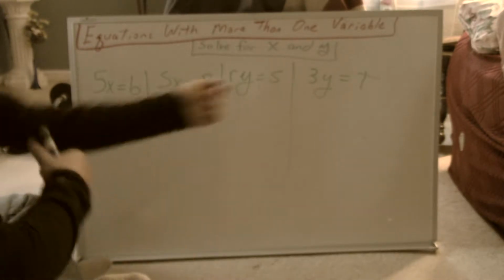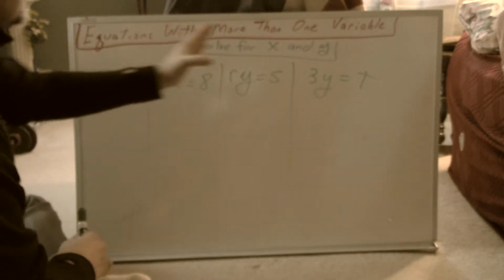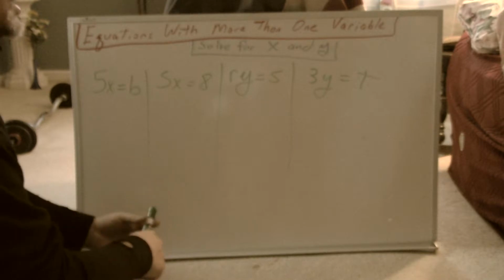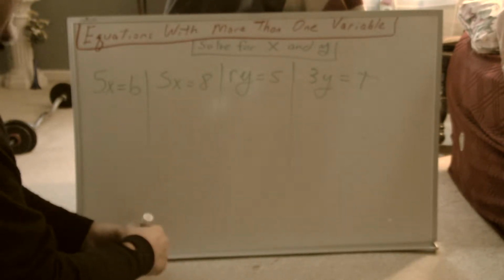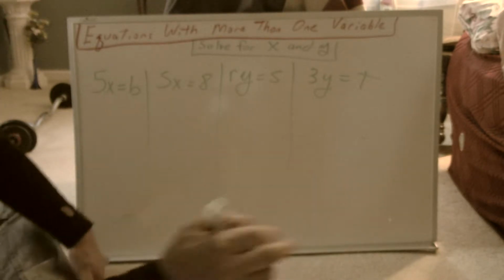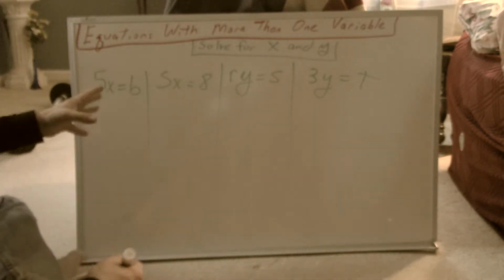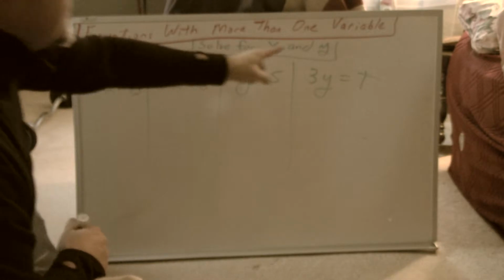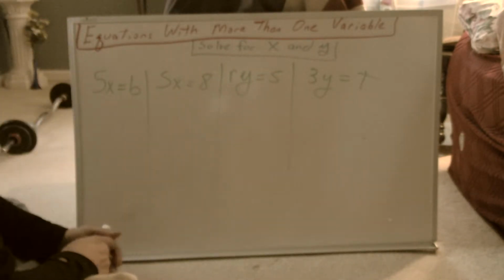All right, today we're going to talk about equations with more than one variable. Now, in algebra, occasionally they ask you to isolate a variable when you have more than one in an equation. So in this case, they want you to solve for x and y, whichever one they give you.